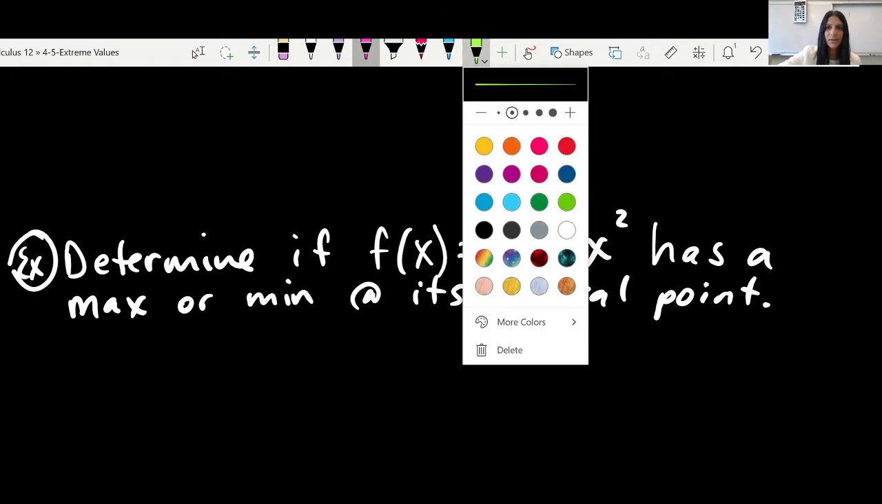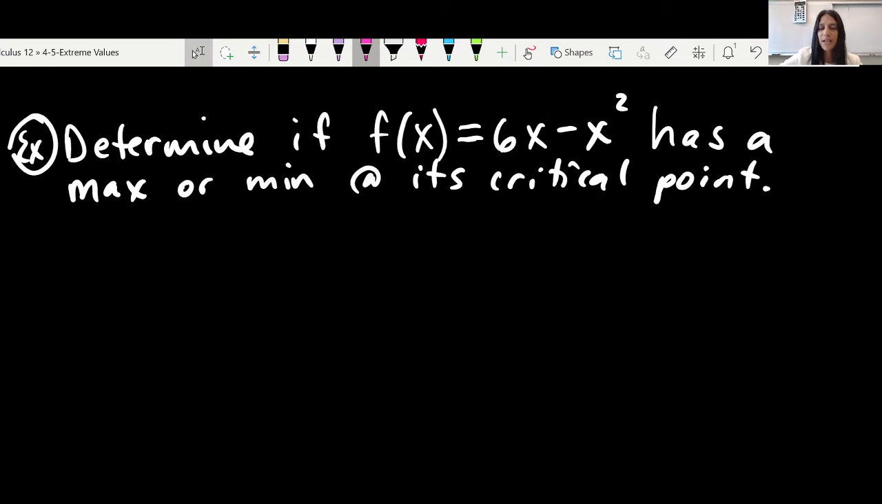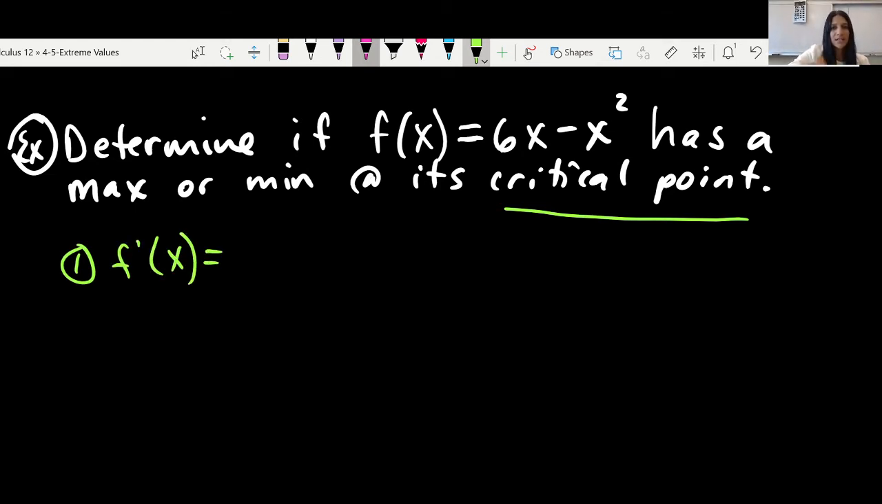In the first example, it says determine if f of x equals 6x minus 6x squared has a max or a min at its critical point. First thing, let's find the critical point or critical value by taking the derivative. As you know, I like to keep things consistent. If the function is given as f of x, then I want to make it f prime of x. I have 6 minus 2x when I take the power rule there and there, as we know from before. So there's the first step.